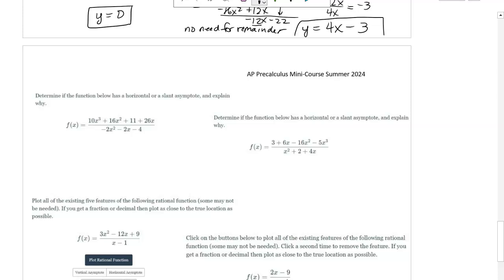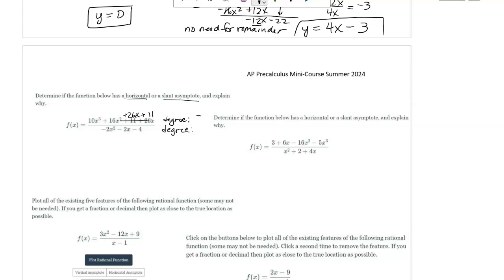Now the next problem says, determine if the function below has a horizontal or a slant asymptote and explain why. Well, what I need to examine in this rational is what is the degree of the top and what is the degree of the bottom, and that's going to help me determine. So you do need to double check and make sure that these polynomials are in descending order. This one's not. This should be a 26x and then an 11 if I was really needing to verify. On the bottom it is in descending order, so I can easily look at the degrees of these two.